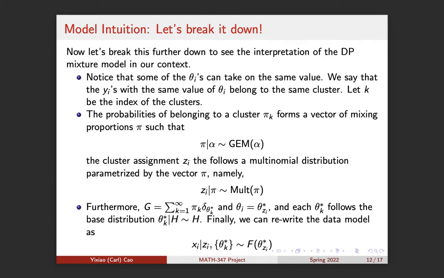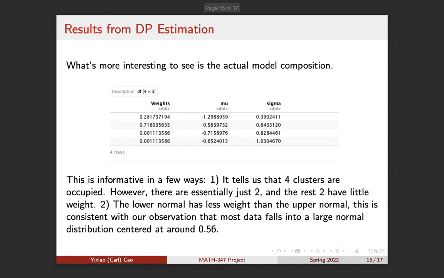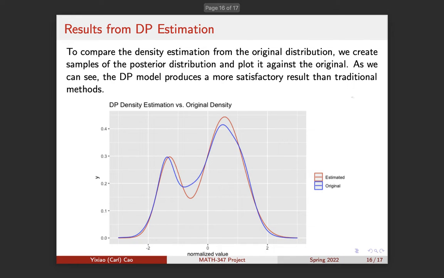So if we want to get a more accurate understanding of what this looks like, we can look at the result page here. What this means is that at the end of the day, the model is able to find two main models, one with about 0.3 weight and another with about 0.7 weight. The idea is that if you look at the data distribution, it makes sense because it looks like a composition or a mixture of two normal distributions. And the results from the DP estimation, as you can see, are much more satisfactory, much closer to the original distribution. And that's what I have done in this project.